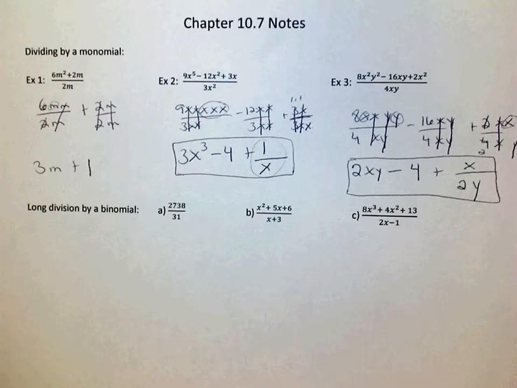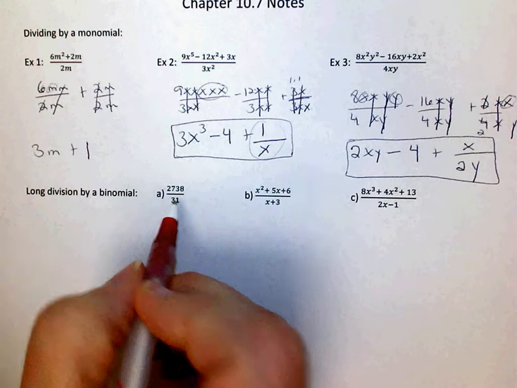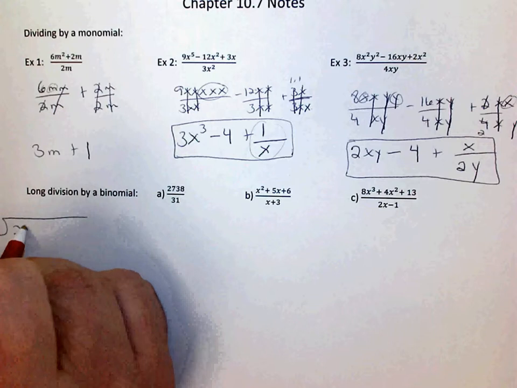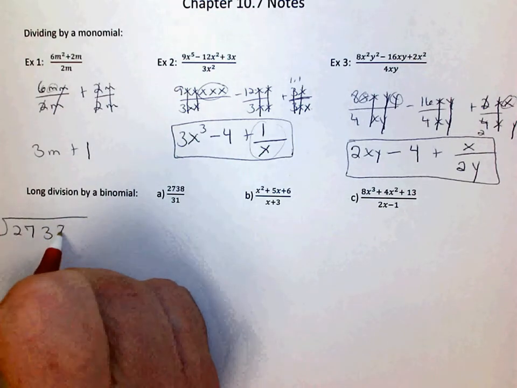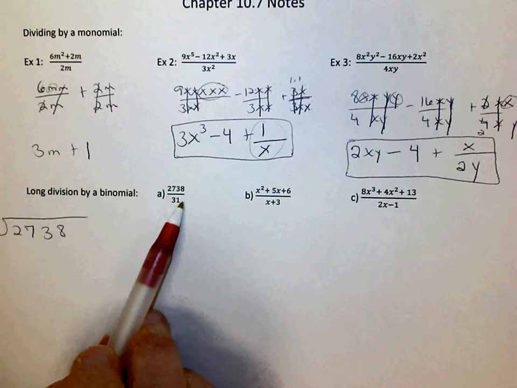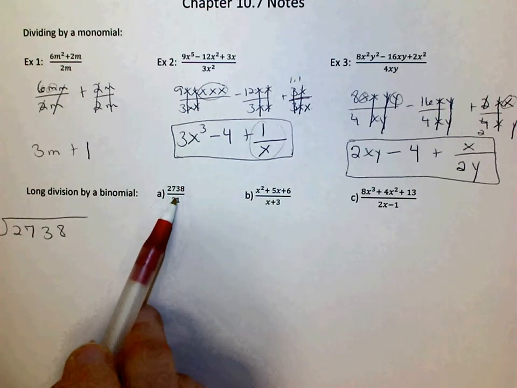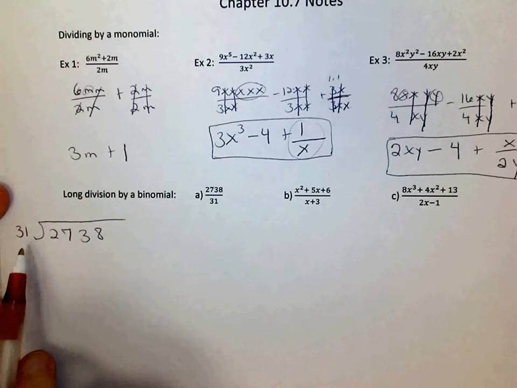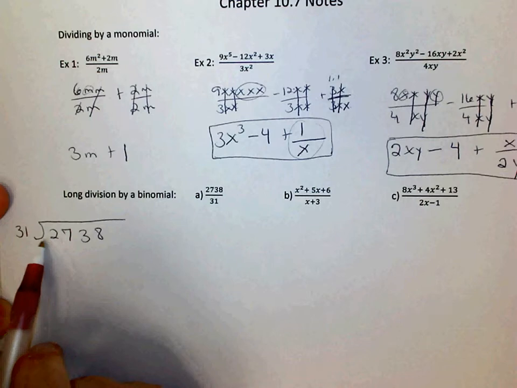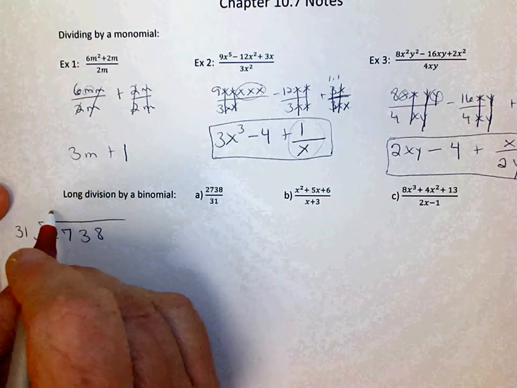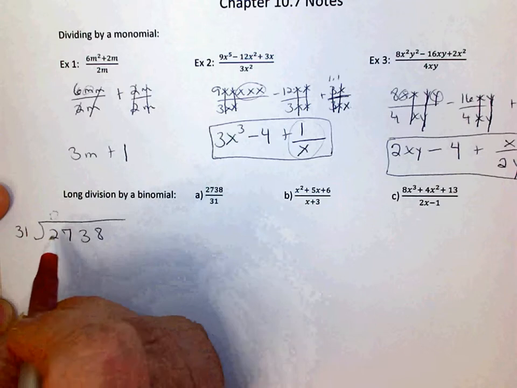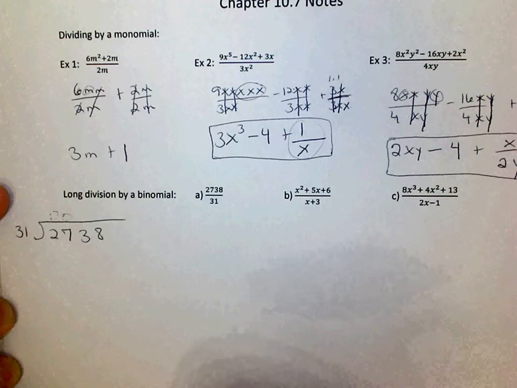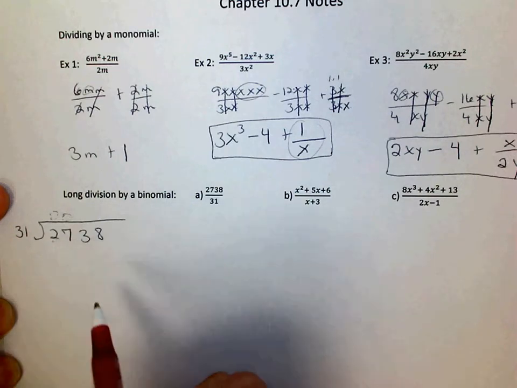Now I want to go back to long division with real numbers. So 2738 divided by 31. Remember, the divisor in this setup goes in the bottom. In this setup, the 31 comes out front. 31 does not go into 2, so I'm just going to put a little 0 here. 31 doesn't divide into 27, so I'm going to put another little 0 here. Now, but it will go into 273.